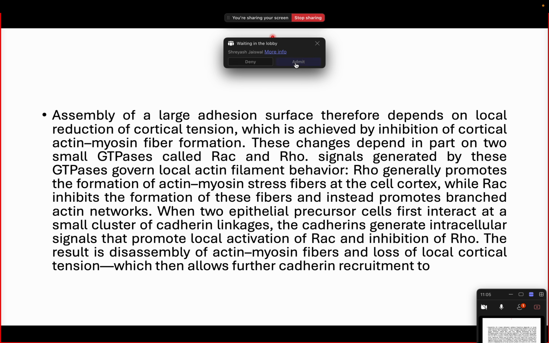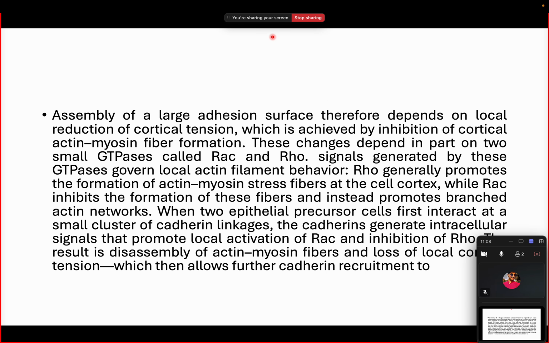These changes depend in part on two small GTPases called RAC and Rho. Signals generated by these GTPases govern local actin filament behavior. Rho generally promotes the formation of actin myosin stress fibers at the cell cortex, while RAC inhibits the formation of these fibers and instead promotes branched actin networks. So we're going to see in the coming slide a diagram of how actin remodeling helps in adhesion junction formation. Okay, so for actin remodeling, both RAC and Rho GTPases are used.